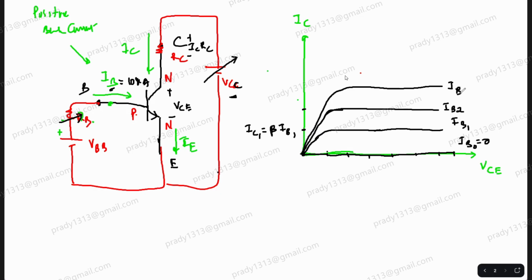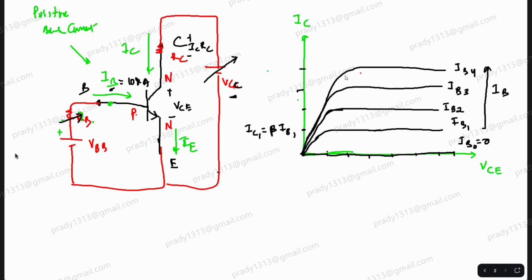We are not going into detail of why it is happening, how it is happening. We can explain all this, but we don't have time. Is it clear? Yes, sir. You are increasing IB like this, and every time you increase, it goes to a new saturated value.